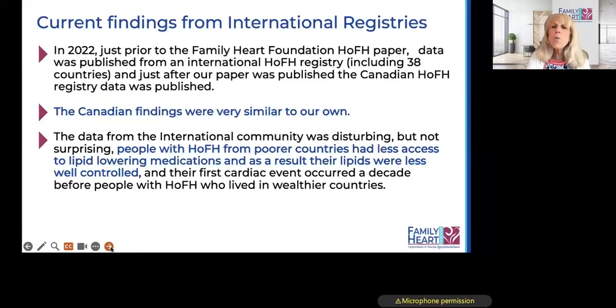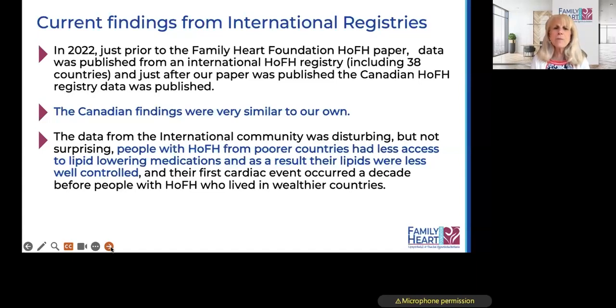So there have been other registries that have been published. In 2022, just prior to the Family Heart Foundation HoFH paper, data was published from the International HoFH Registry, and this is data from 38 countries. And just after we published our paper, the Canadian HoFH Registry was published. And I will say that as I read the Canadian findings, they were very similar to our own in terms of therapies and diagnosis and treatment.